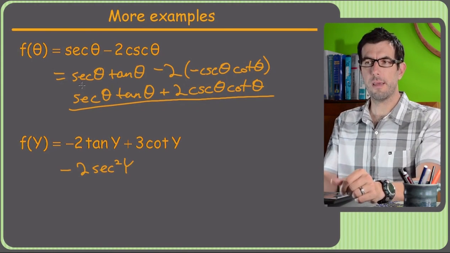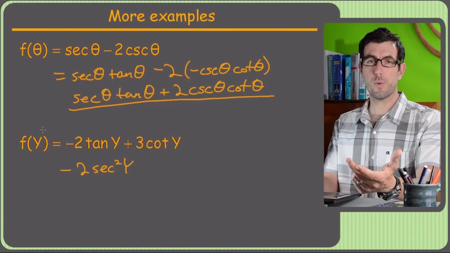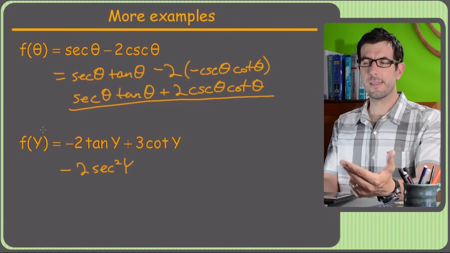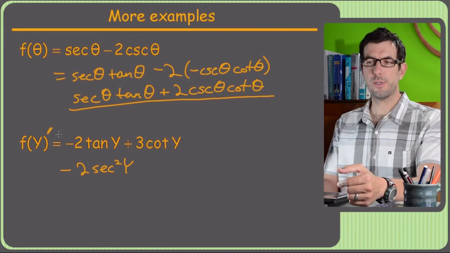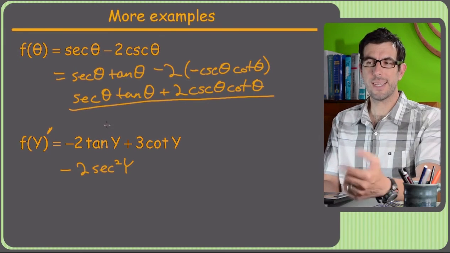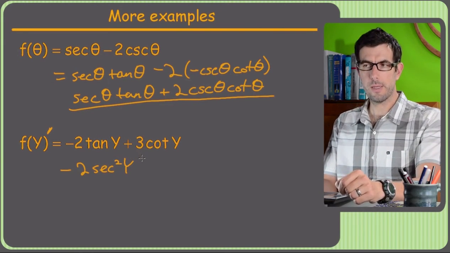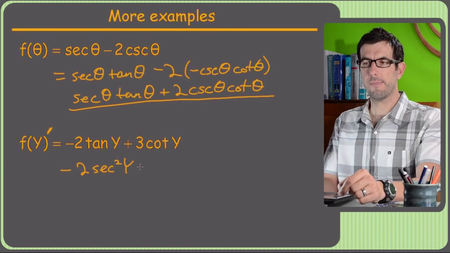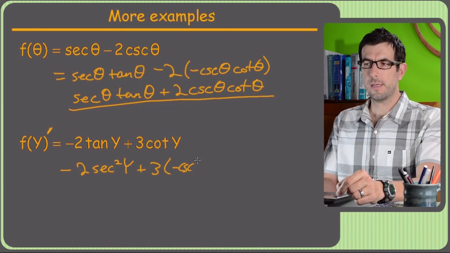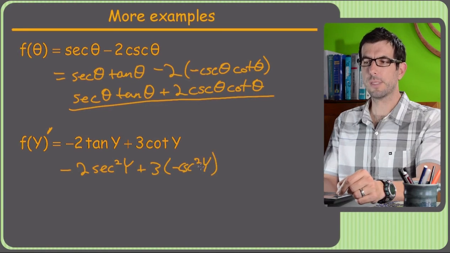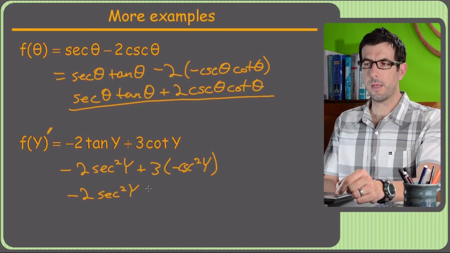Now you'll notice that if I switch from theta to y or x or whatever, all these formulas are exactly the same. If you're doing a prime, that just means derivative with respect to whatever letter you got. So no big deal. Just keep using the same letter again and again. Plus 3, derivative of cotangent is negative cosecant squared y. So that means I got to rewrite it again. Negative 2 secant squared y minus 3 cosecant squared y.